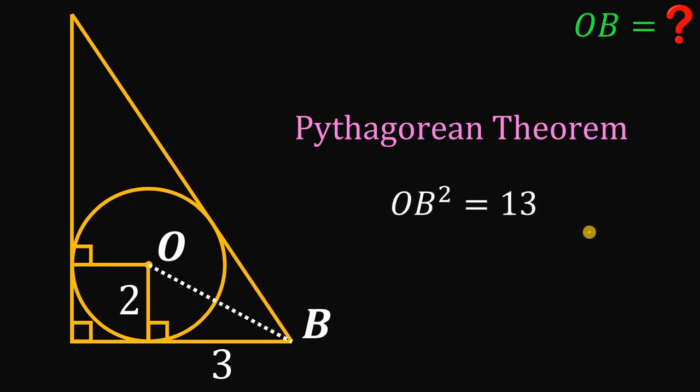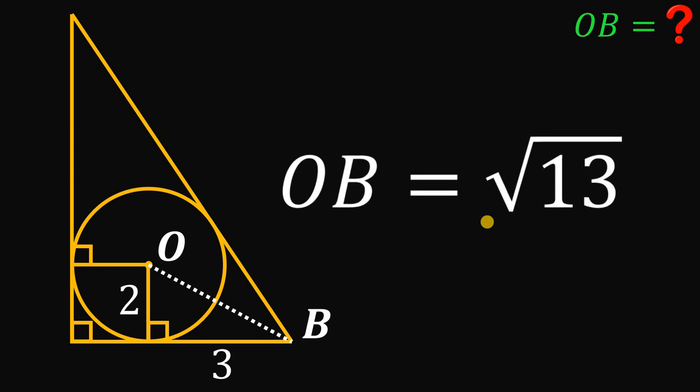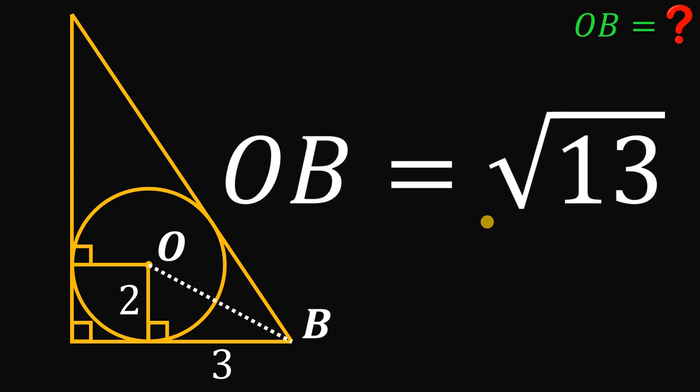To solve for the value of segment OB, let's get the square root on both sides. Again, since it is a side length, we are interested in the positive value of this segment OB. So, the left-hand side of our equation is OB, and the right-hand side is positive square root of 13. And that is our answer to this question.